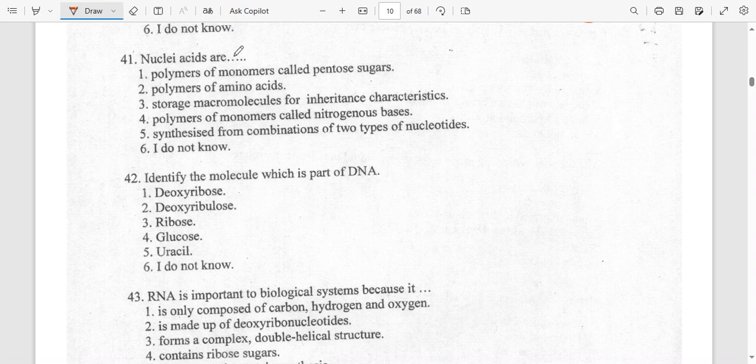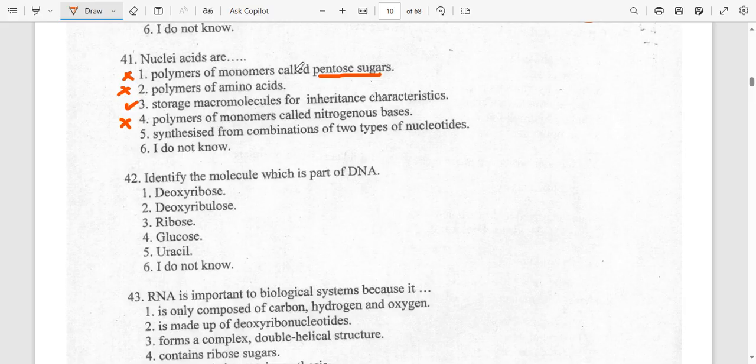Nucleic acids are polymers of monomers called pentose sugars. Now, pentose sugars are not the monomers of nucleic acids. They're going to be made from nucleotides, so these are not true. Polymers of amino acids, also no. Storage molecules for inheritance characteristics. This can be true depending on which type of nucleic acid we're talking about. Polymers of monomers called nitrogenous bases is not true either.